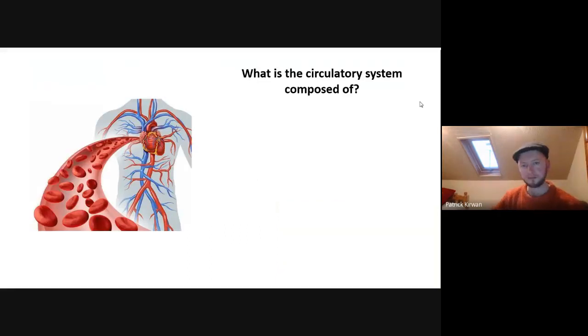Okay, so what is the circulatory system composed of? If you look at that diagram here, what can you see in the diagram? What's this? Yeah, it's the heart. Very good. What does this here represent? Yeah, it's the blood. What about all these other things? All these other tubes? What are they? Blood vessels. Very good. So the circulatory system is composed of three things: the heart, the blood, and the blood vessels. So you can pause the video and take that down now.